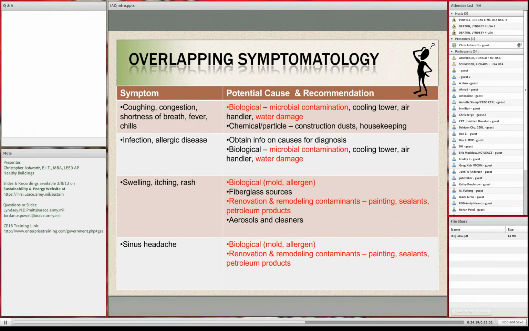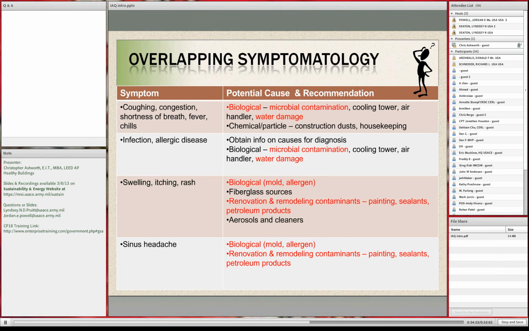But now off the emergency aspect of managing indoor air quality complaints, into the issues with indoor air quality complaints, the overlapping symptomatology of them. What may cause me, Chris Ashworth, to cough and have wheezing and feel terrible based on my allergies, Lindsay Pruitt may feel fine, will have no issues at all in the exact same space. But what may bother me, what won't bother me, will bother her. And that's really the issue of it.